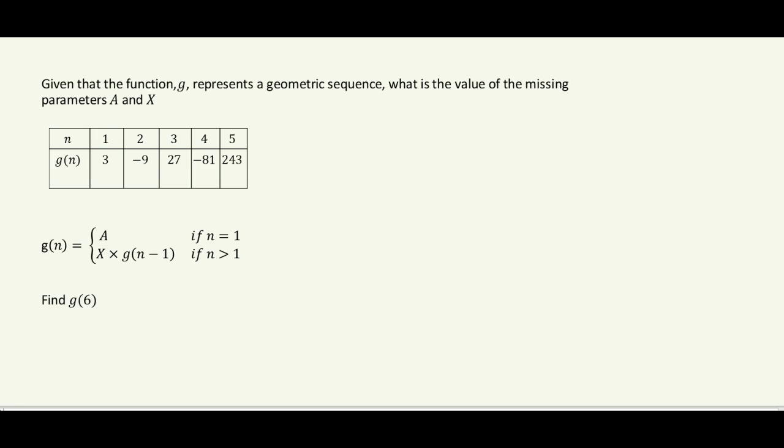So let's look at this example here. In this example, we want to find out, well, we know what our a is. Our a is equal to 3. And our ratio, let's go ahead and identify what our ratio is. -9 divided by 3, that's -3. 27 divided by -9 is -3. Here we also have -3, and 243 divided by -81 is -3.